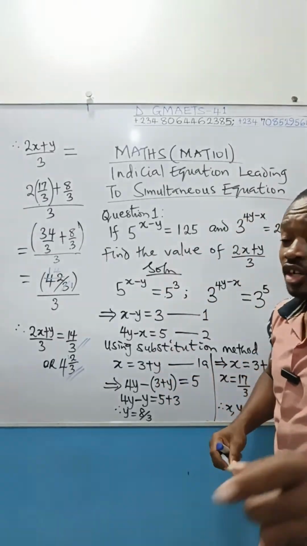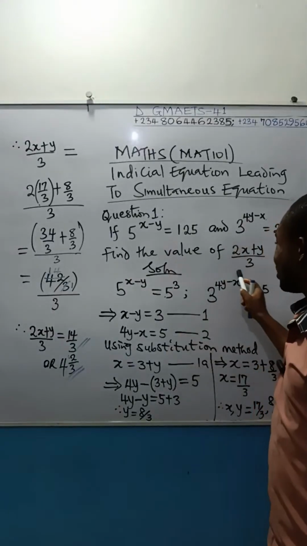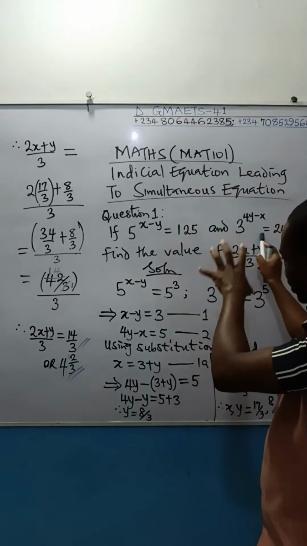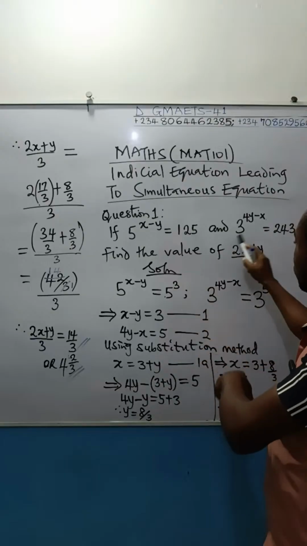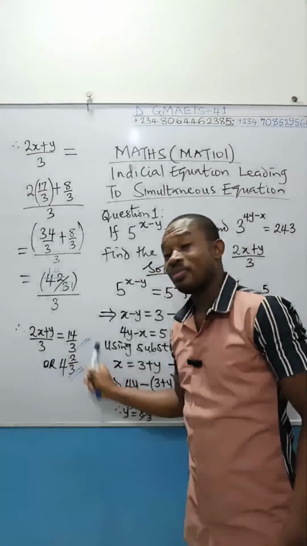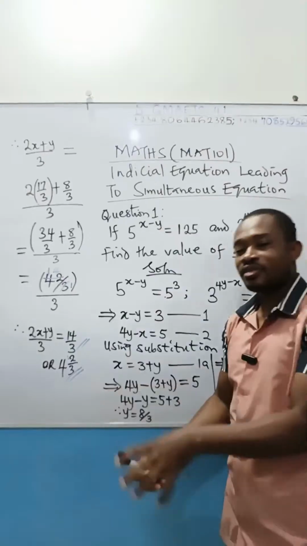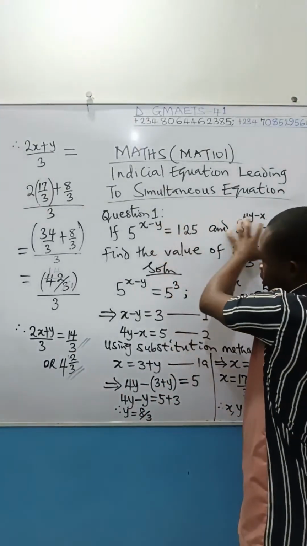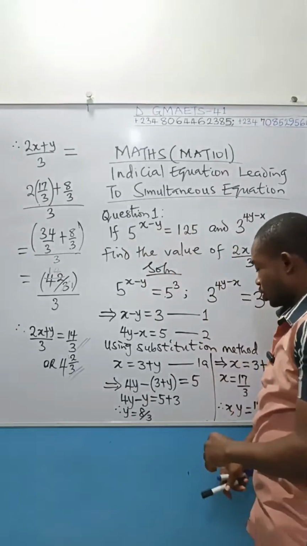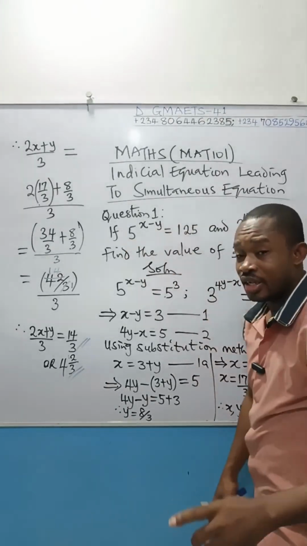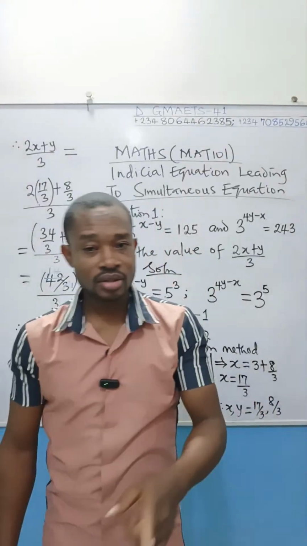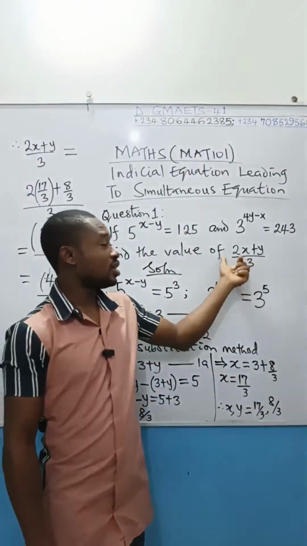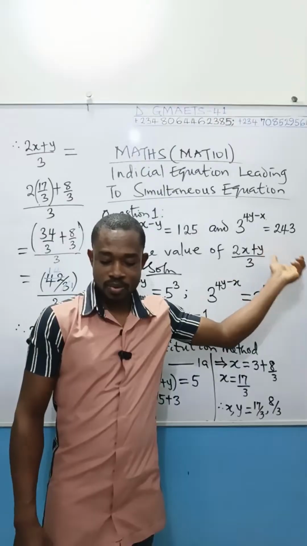Now take note, dear friends, that my aim is not this thing here, right? In this question, that I solved and obtained the value of 2x plus y over 3 to be this, is not the real thing that this particular class is based on. How I solve this indicial equation leading to simultaneous equation to obtain the value of x and y is the most important thing. The follow-up is just basic maths, 1 plus 1 maths.